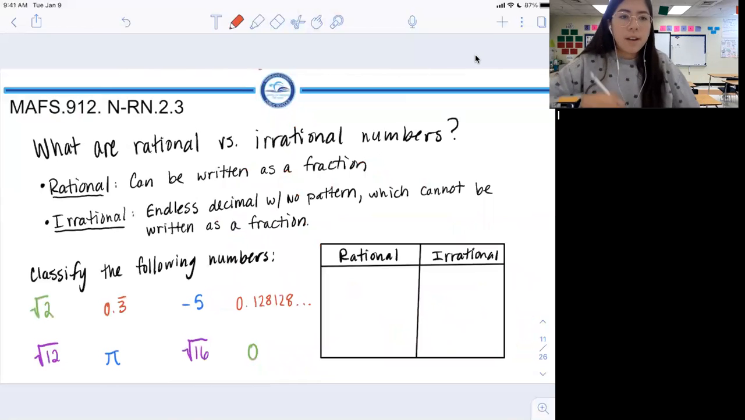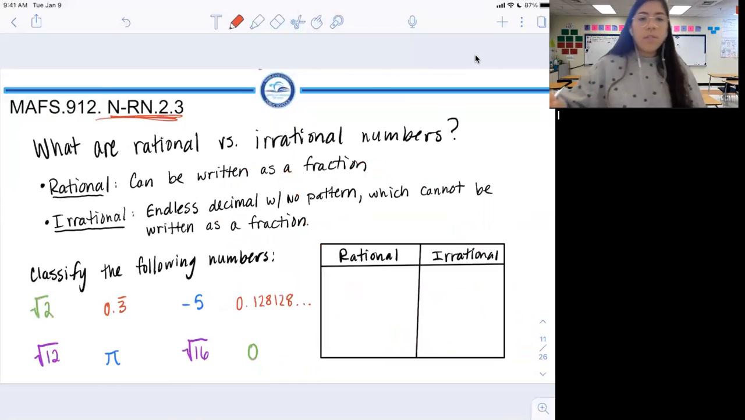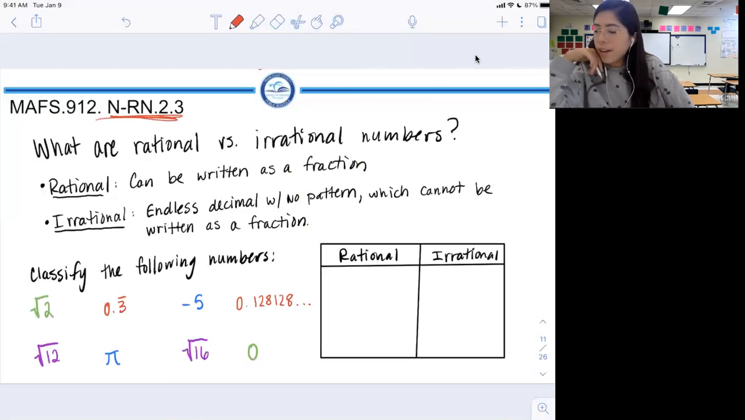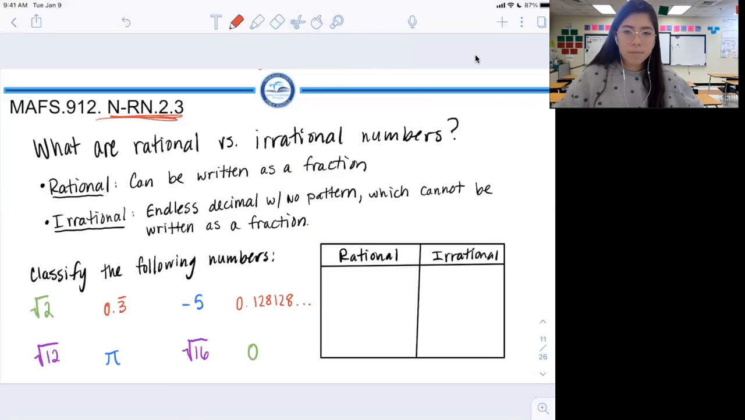All right. Next thing, NRN 2.3. Rational versus irrational numbers. Can I have a volunteer read what are rational versus irrational numbers? Rational can be written as a fraction. And what about irrational? Irrational: endless decimal with no pattern, which cannot be written as a fraction.